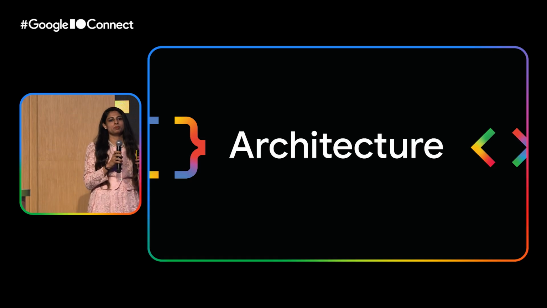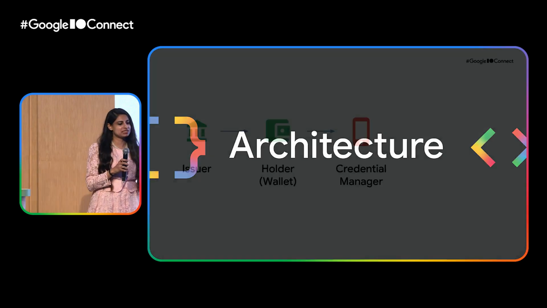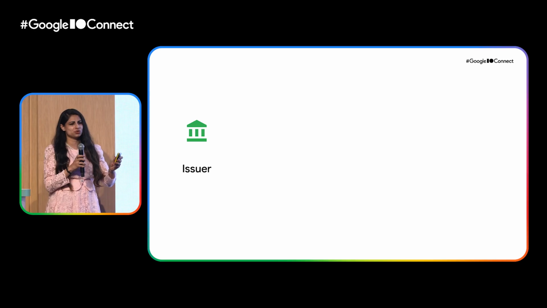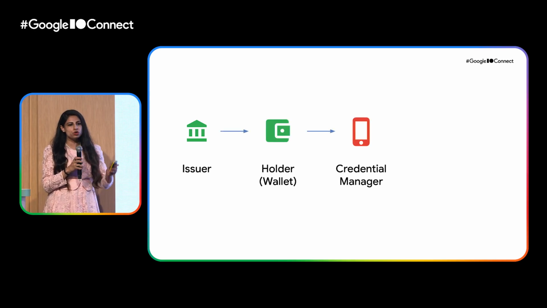And the magic behind this workflow is a beautifully coordinated system. Let's break it down piece by piece. First, we have the issuer. What's an issuer? This is an authoritative source of truth. It could be a government agency or a department like UIDAI, or an enterprise organization that actually creates and signs digital credentials.